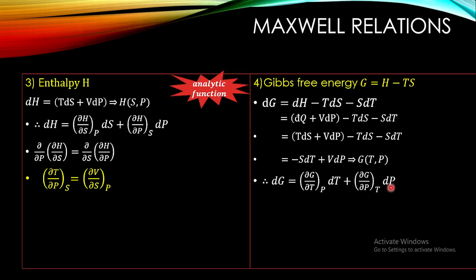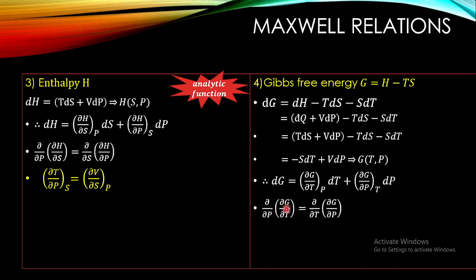Now G is also an analytic function, and hence we can apply the concept that the partial derivatives are continuous, so the order is immaterial. If I vary G with respect to temperature first, followed by pressure, it would be the same as if I vary G with respect to pressure first and then temperature. Both of them will give the same answer.